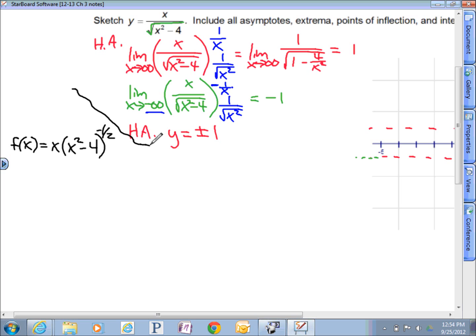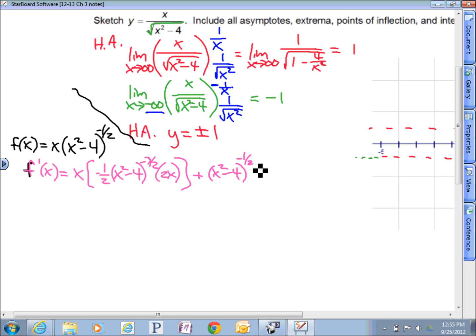So my first derivative, f prime of x, is first, derivative of second, negative 1/2 quantity x squared minus 4 to the negative 3/2 times the 2x, plus my second, x squared minus 4 to the negative 1/2 times the derivative of my first, which is a 1. So there's two terms in this derivative, let's clean them up. Let's make them look the way they're supposed to.